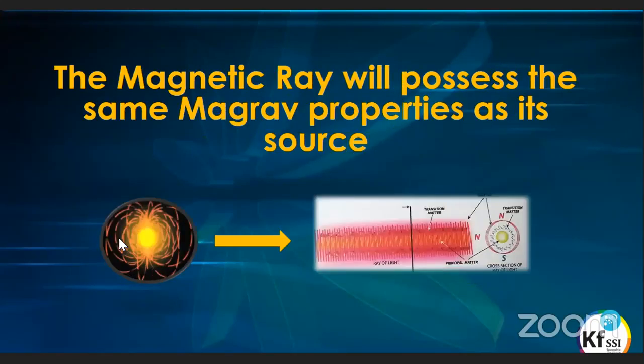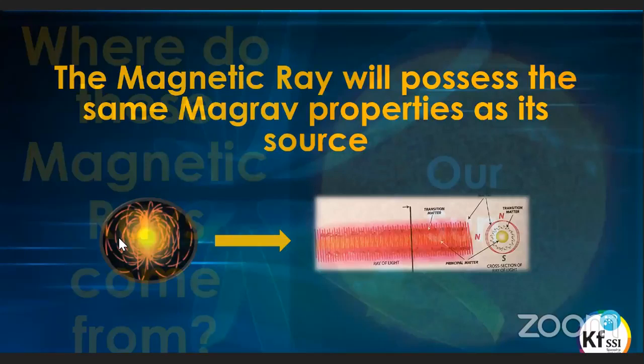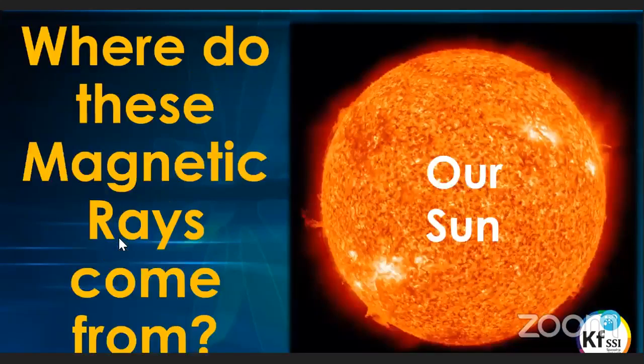The important part here is that the magnetic ray will possess the same magnetic or gravitational properties as its source. So whether it be the sun or ourselves, it possesses those fields which come out from that original source. Then the next question comes to mind as to where do these magnetic rays come from? In our solar system, principally from our sun.